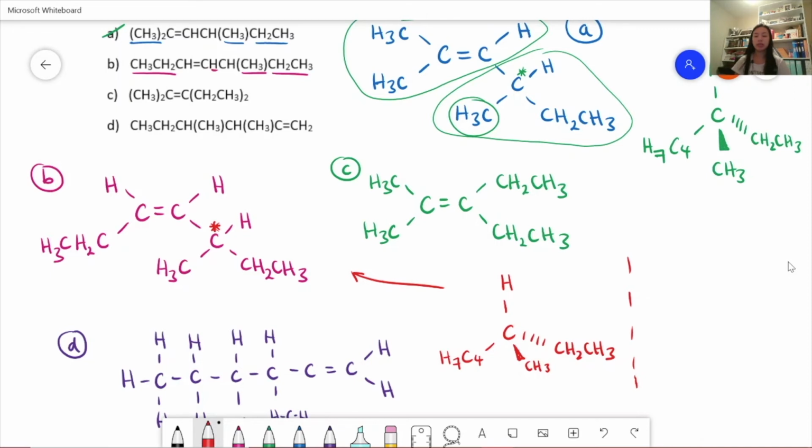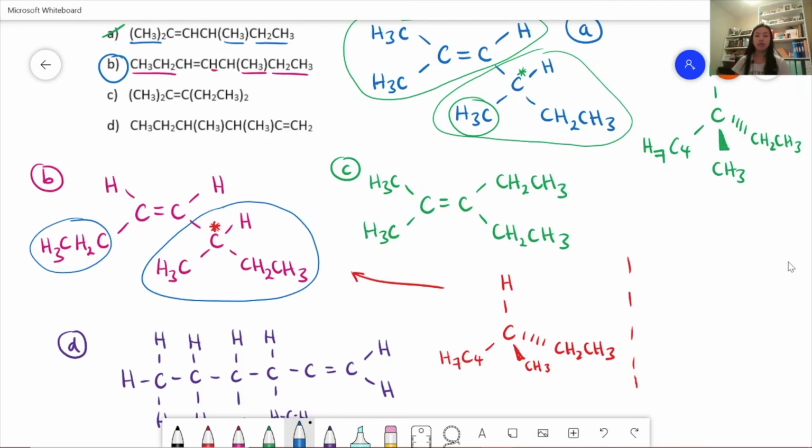And now when we look at the double bond, we can see that we have 2 groups which aren't hydrogens, and they're also different. So we have this group and this group. And so therefore we actually get geometrical isomerism. And so our answer is actually B. But let's have a look at C and D anyway.